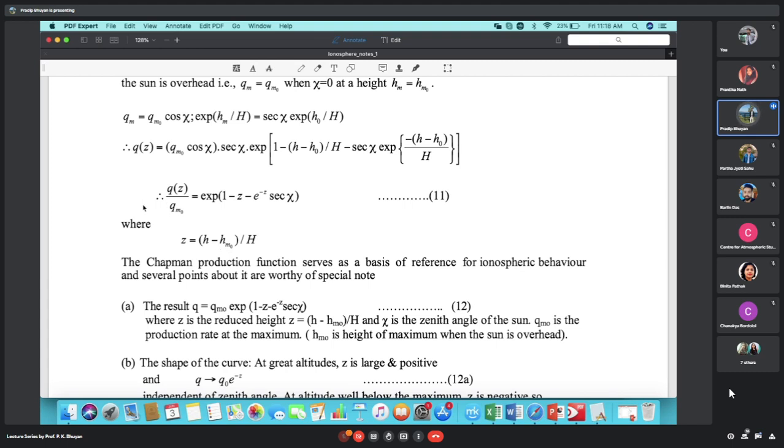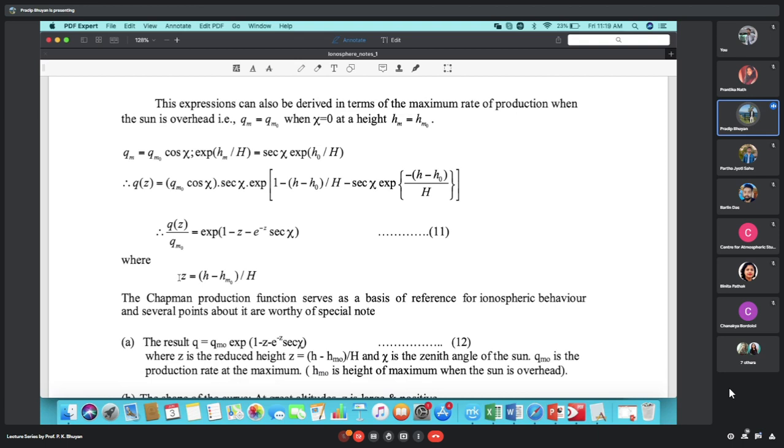If you have been able to write these equations, you will see the difference between this Z and Y. For Y, we have taken H minus HM divided by capital H, the scale height. Here, Z is equal to H minus HM naught divided by H. That means what your consideration is now after equation 10.